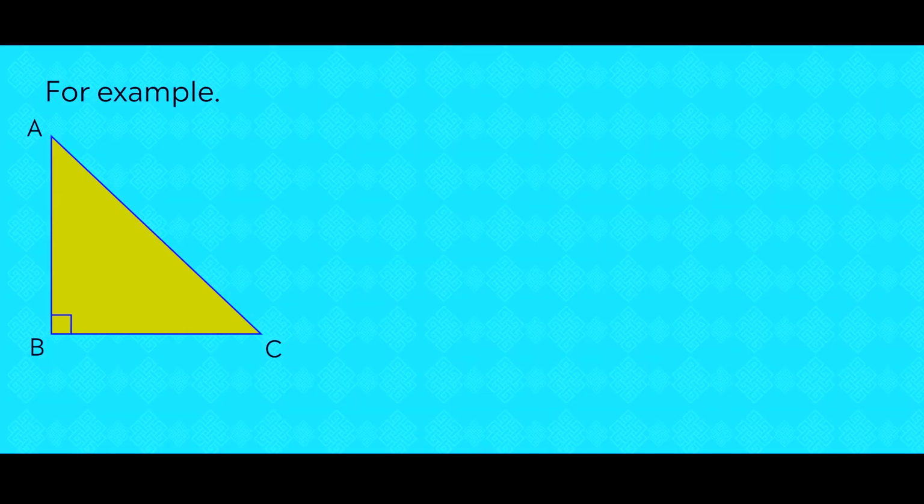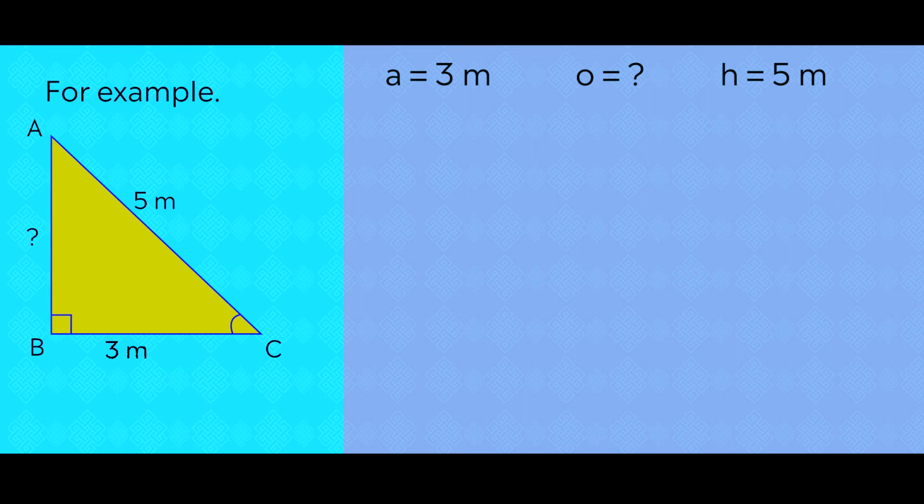Let us now look into this right triangle. With reference to angle C, the adjacent side length is 3 meters and the opposite side length is unknown, whereas the hypotenuse is given as 5 meters. This is exactly where we use the Pythagorean theorem to find out the measurement of the unknown side length.